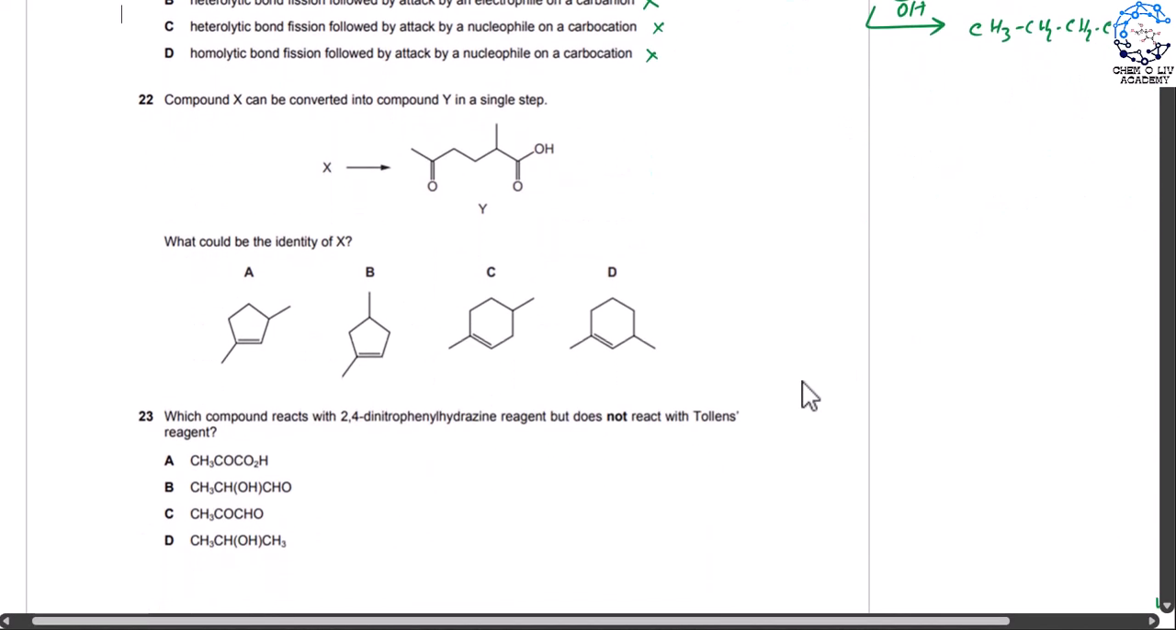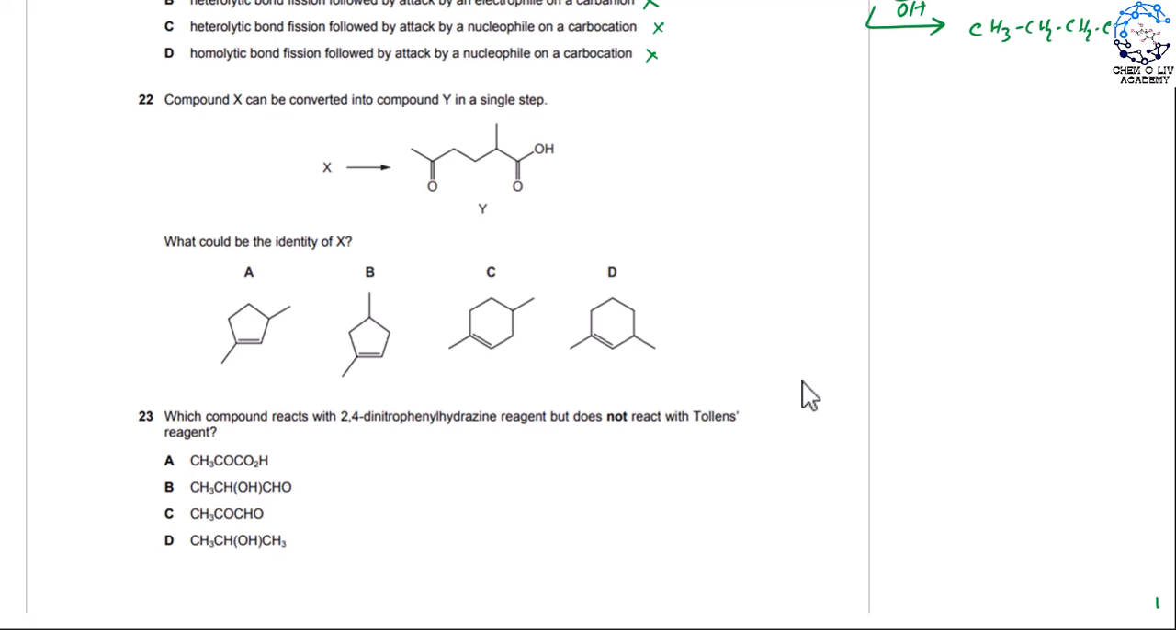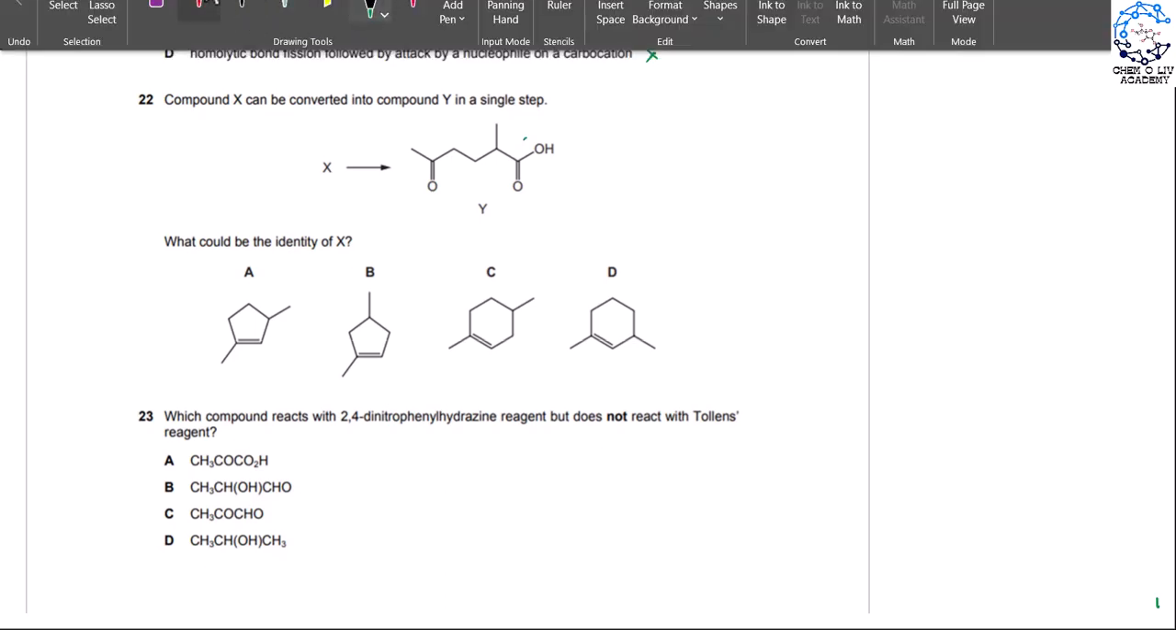The compound X can be converted into compound Y in a single step. Okay, so now what could be compound X? I can see on one side there's a carboxylic acid, and on the other side a ketone. So that means there has to be a double bond, and the double bond is being split by concentrated potassium permanganate, and heat is needed. So let's join these two, and let's see what could have been my compound.